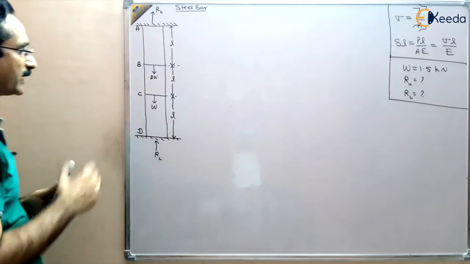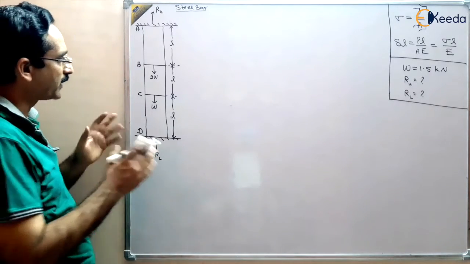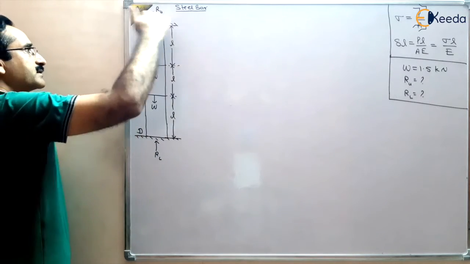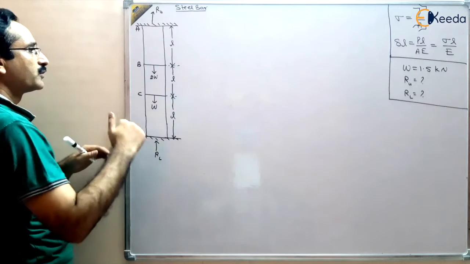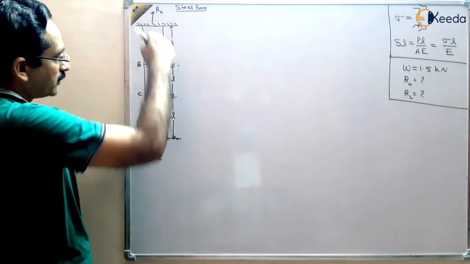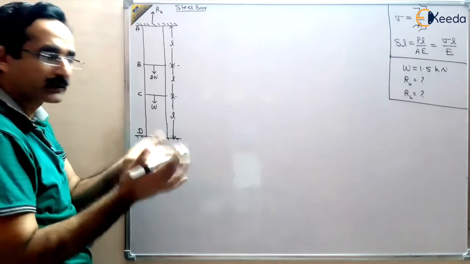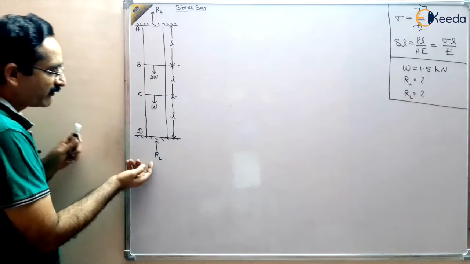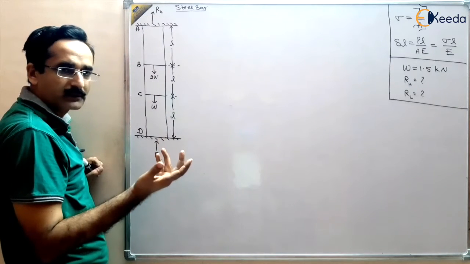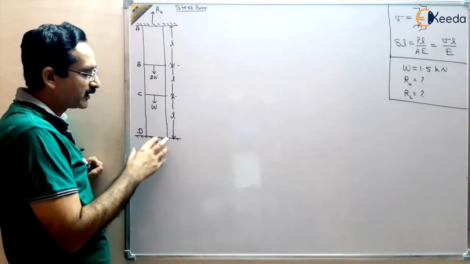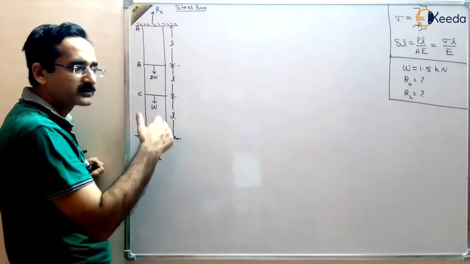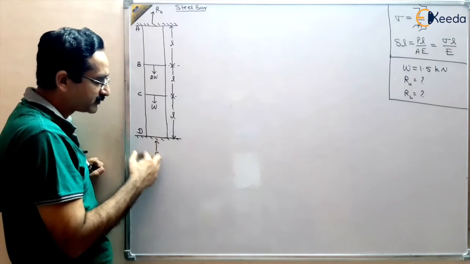This is a statically indeterminate bar, so the total deformation in the bar is 0, because it is rigidly fixed between the supports. The sum of the forces in the downward and upward directions should be the same for static equilibrium. We have assumed the reaction in this direction at both ends. If the answer comes out negative, the actual direction will be the reverse of the chosen direction.